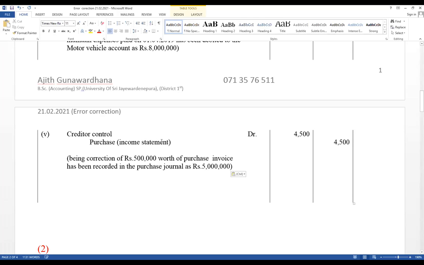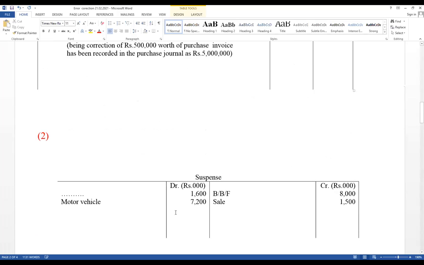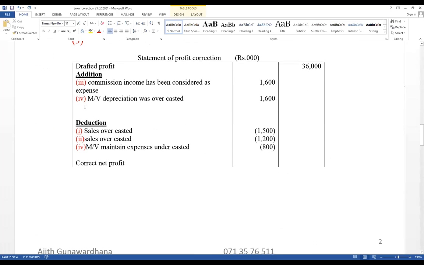If income expense account credit, should be added. Therefore, purchase overcasted. Expense overcasted. Therefore, effect for profit decrease, for correction should be added. It is not effect for suspense accounts. Therefore, profit correction statement 4,500 should be added. Therefore, profit correction statement, transaction number 5, as a purchase overcasted.